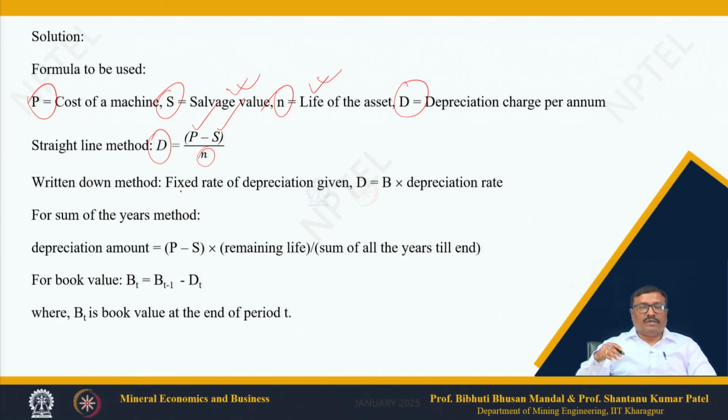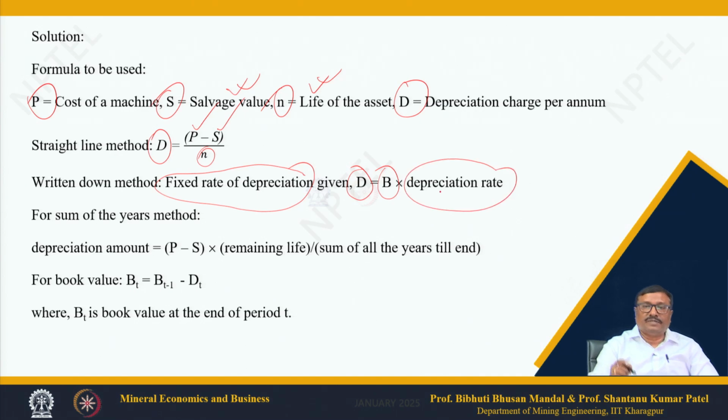But in the written down method, which we call the declining balance method, there will be a fixed rate of depreciation, not a fixed depreciation. So, the depreciation amount is equal to B, the book value, multiplied by the depreciation rate, which in our case is 0.25 or 25%. For the sum of the years method, depreciation amount is (P minus S) into remaining life divided by the sum of all the years till the end.